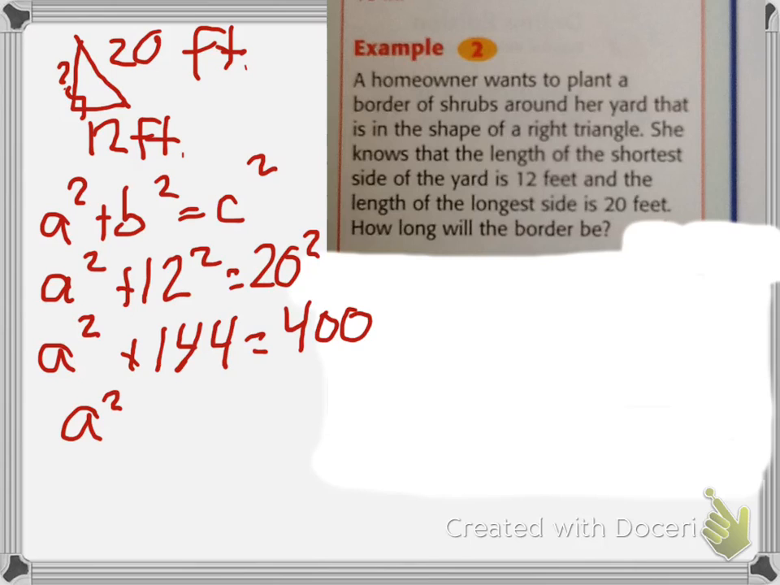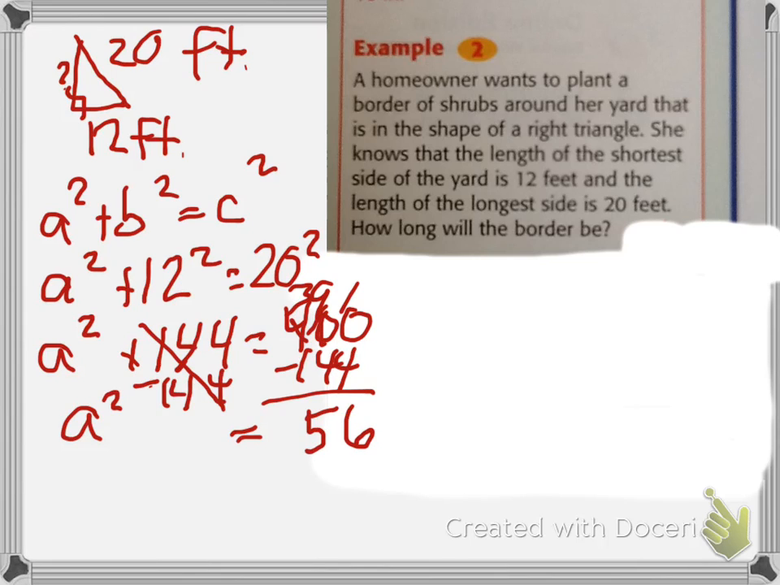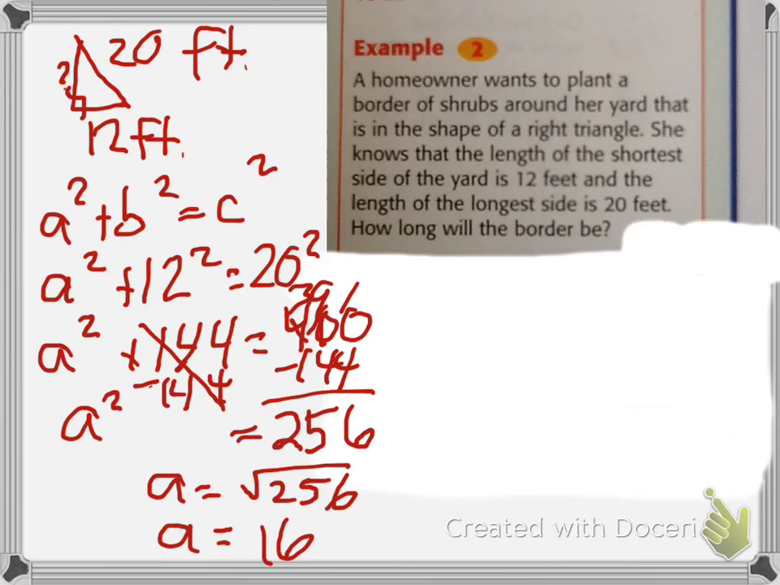That means A squared. Well, we need to subtract that 144 from both sides. Goodbye over here. A squared is equal to, let's see, 256. That means A is the square root of 256. That leaves us with A equals, I'm going to use my calculator again, 256 square root. That is 16. So how long will the border be?